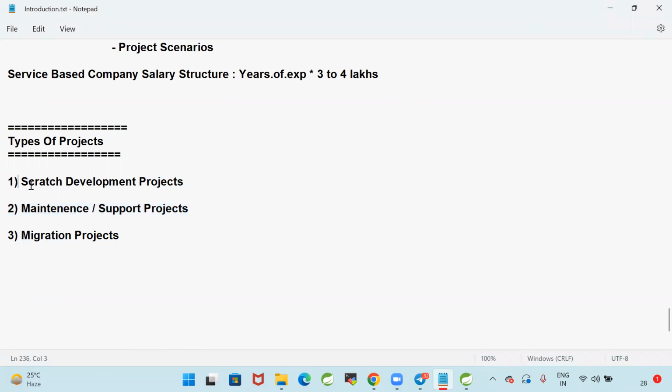Scratch development is nothing but a brand new project. Everything we are going to develop. Maintenance project means project development is already completed. We are making some changes in the existing project. Migration project means we are converting the project from one technology to another technology. Okay, so like this, three types of projects will be available. So tomorrow you will get more clarity on these types of projects and what type of work will be available in these three projects. Is this clear for everyone?